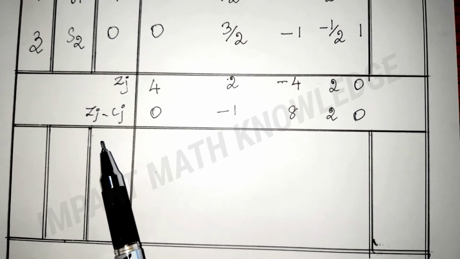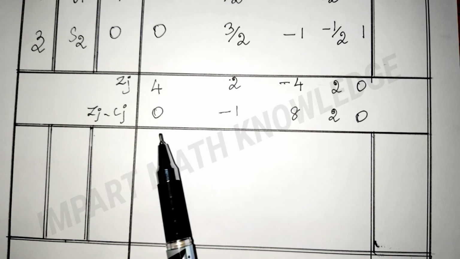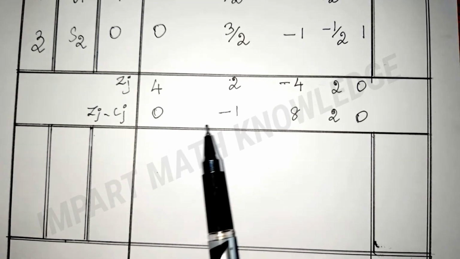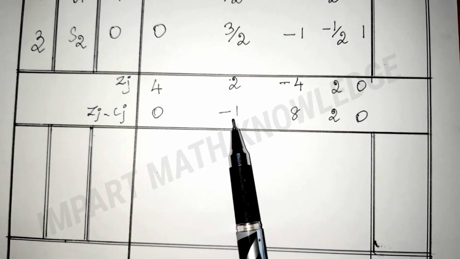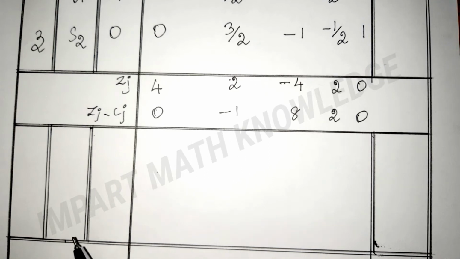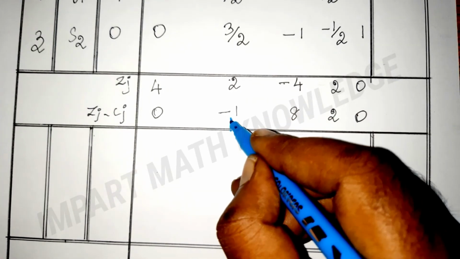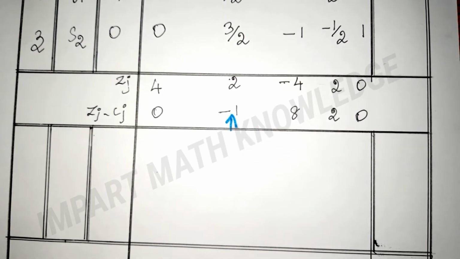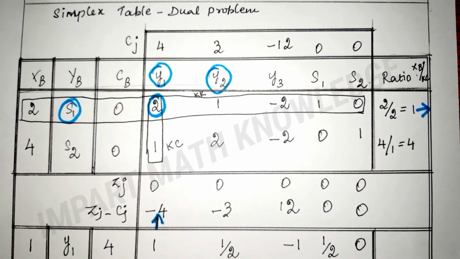We need to check all Zj minus Cj greater than or equal to 0. Here one value is negative. So we move on to the next table to get the optimum solution. Here negative value is minus 1. You put an arrow mark like this. This represents the corresponding value y2 enters into the third table.